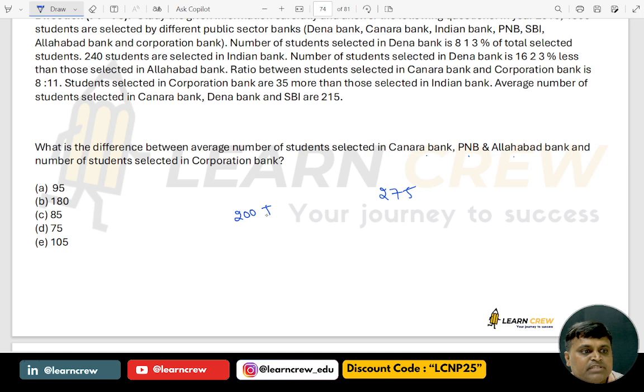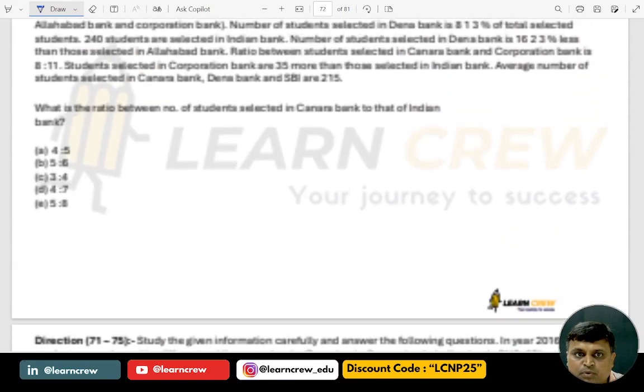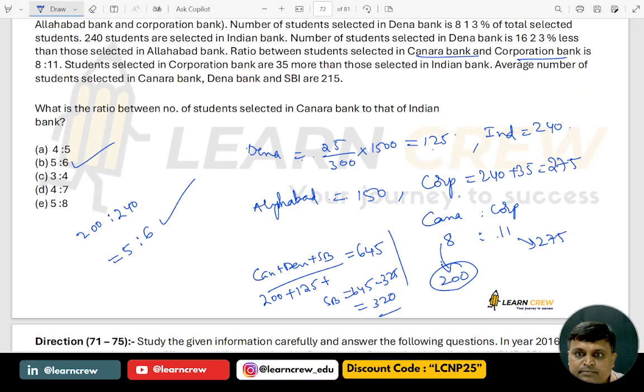And Punjab National Bank, PNB, how much have we got? Please check once. PNB we have to calculate. So from the total 1500 we have to subtract everything.